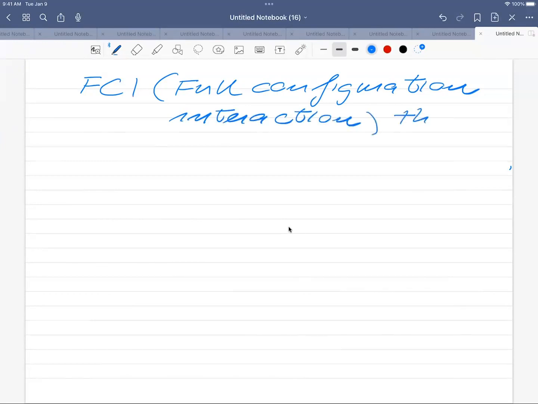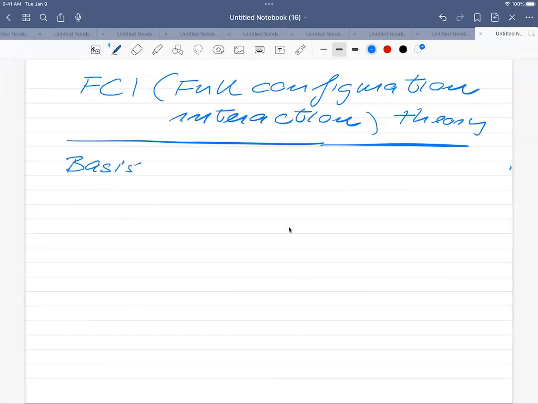And normally it's called FCI theory, but we're going to drop theory. So we just call it FCI. It's a method. So if we now look at a given state, we are going to make an assumption now that we have a basis of Slater determinants, of SDs. And this basis is so set up.